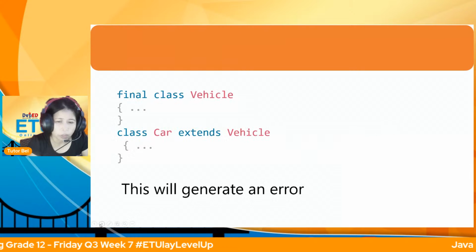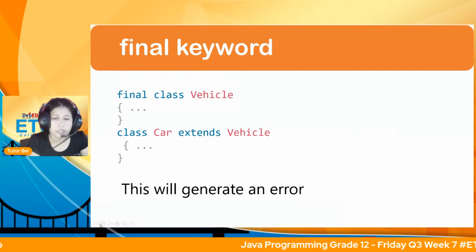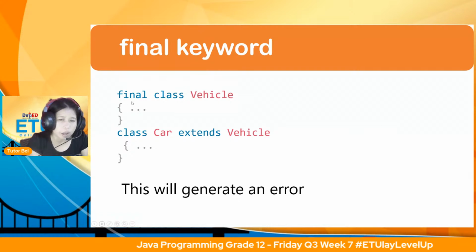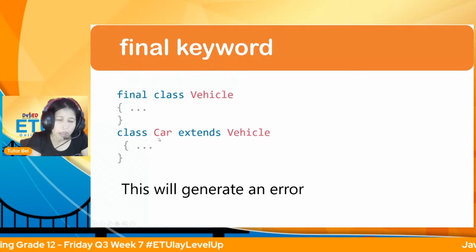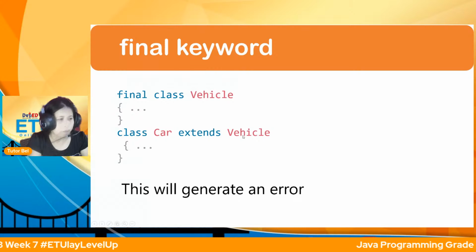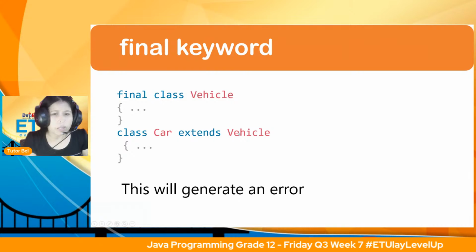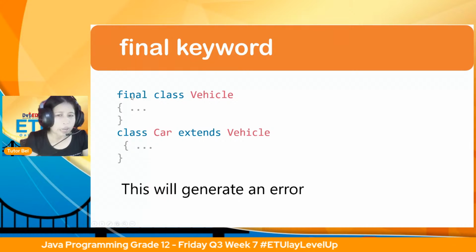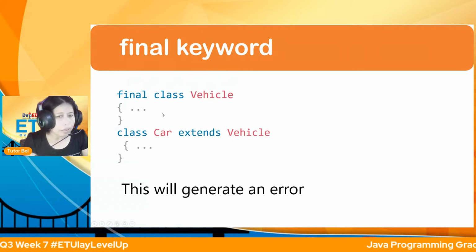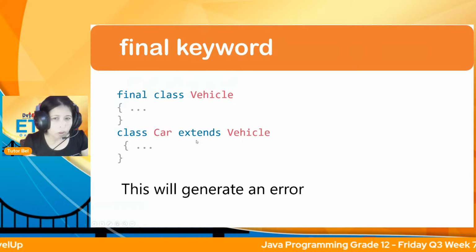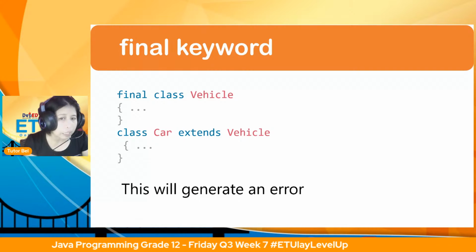Okay, so here is an example of using the final keyword. For example, we have final class Vehicle, and then class Car extends Vehicle. Why will this generate an error? Because you put the keyword final on the class Vehicle, and then you inherit, you extend it in the class Car. That is not allowed because it has been declared final.